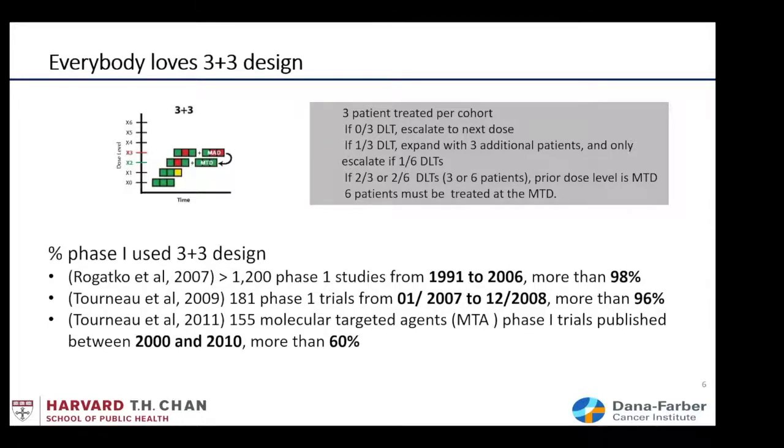I don't think I need to get into details because this is pretty straightforward. I think everybody knows it. The target toxicity rate is between 1/6 and 1/3 as the acceptable range. The 3+3 design is so popular in the literature that popularity means reality: in reality, people use it.